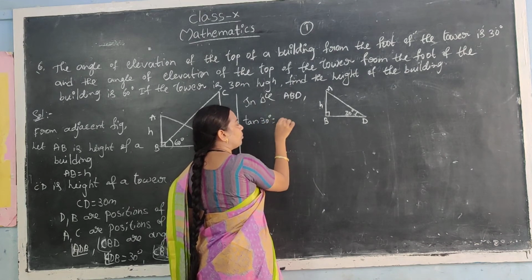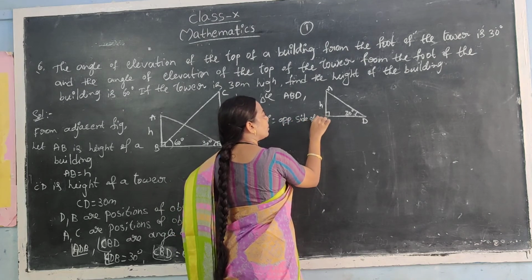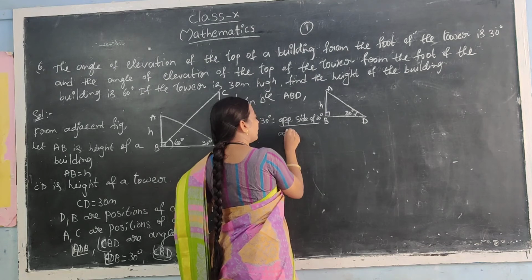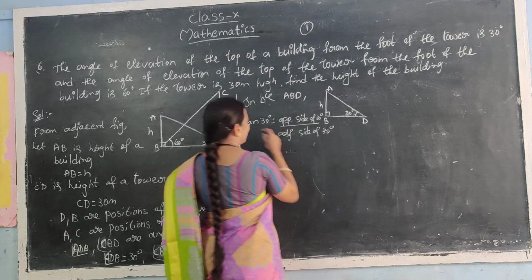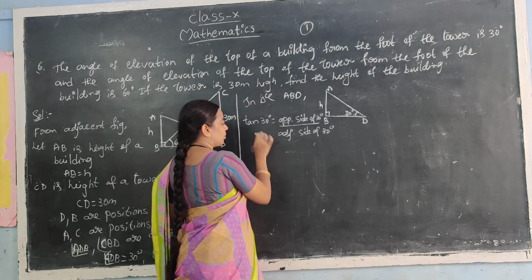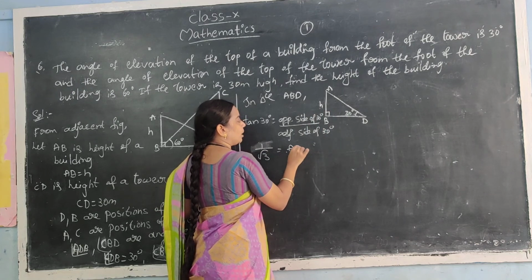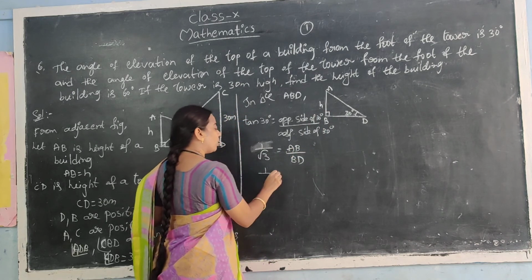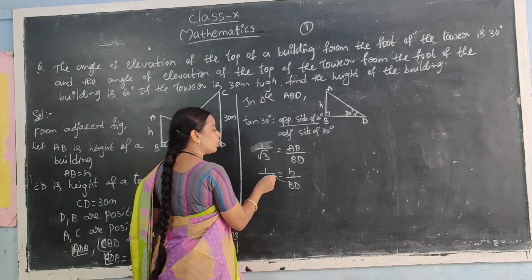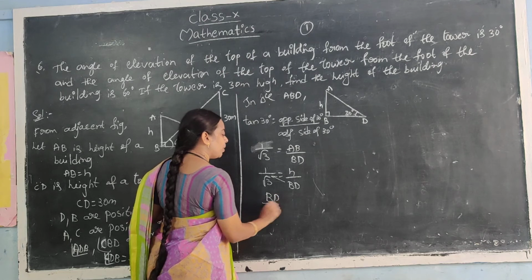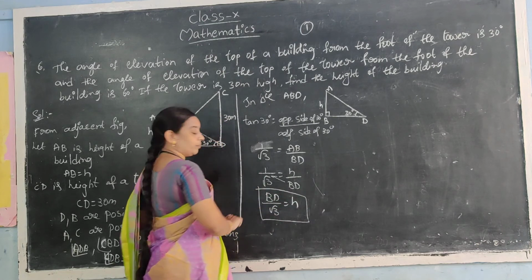Tan 30 is equal to the opposite side of 30 degrees by the adjacent side of 30 degrees. Tan 30 value is 1 by root 3. The opposite is AB and the adjacent is BD. So 1 by root 3 is equal to AB, value H, by BD, which is unknown. Now cross multiply: BD by root 3 is equal to H. Now keep it in a box.